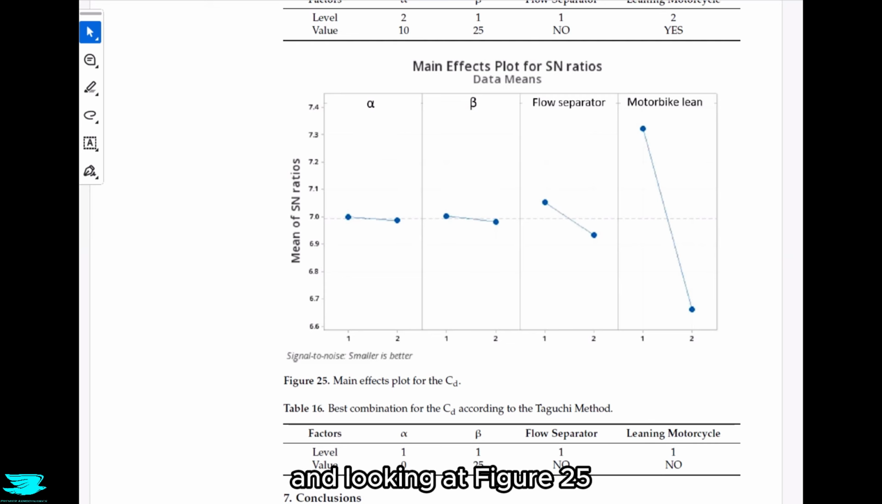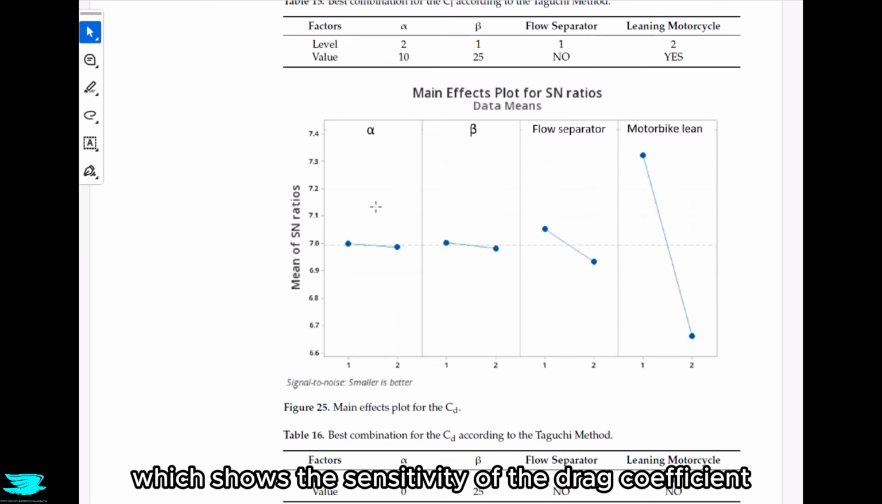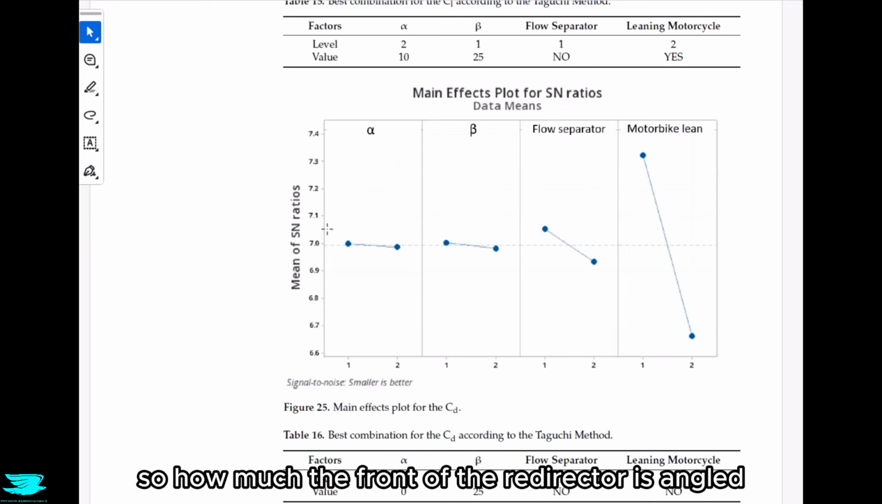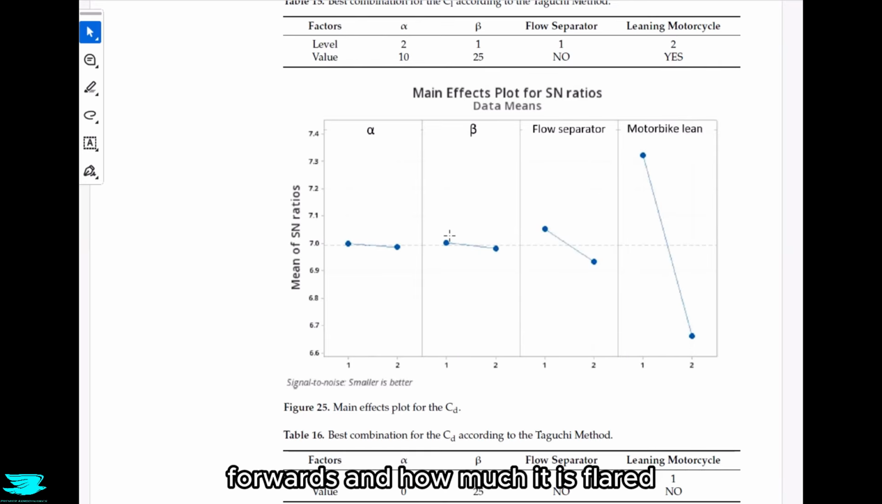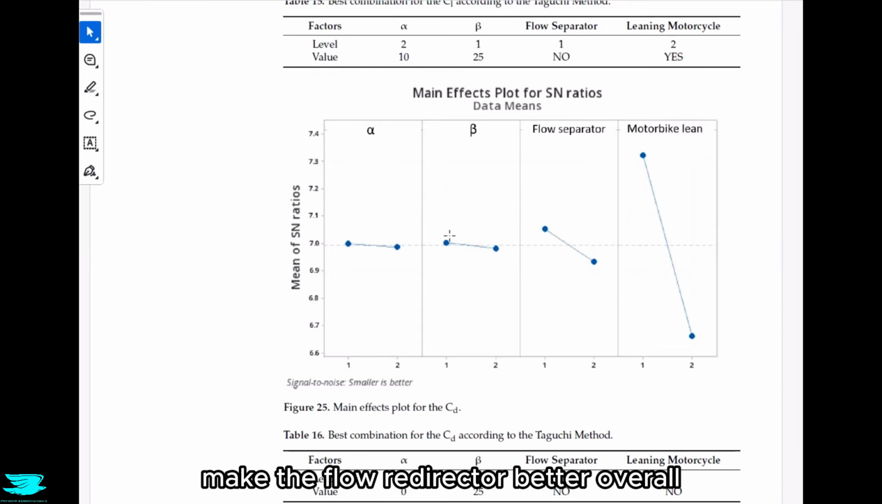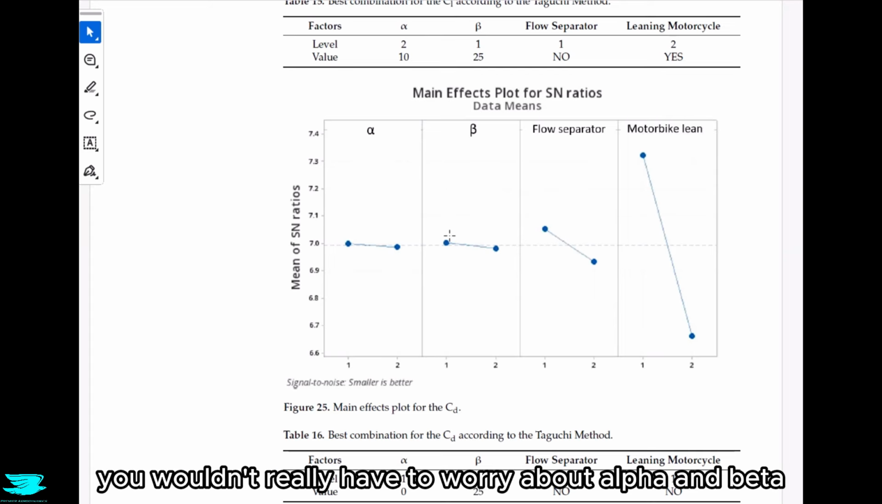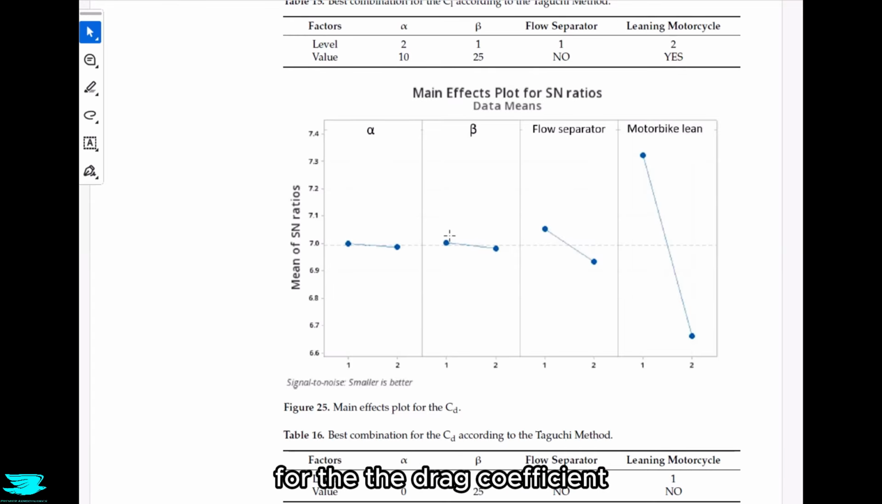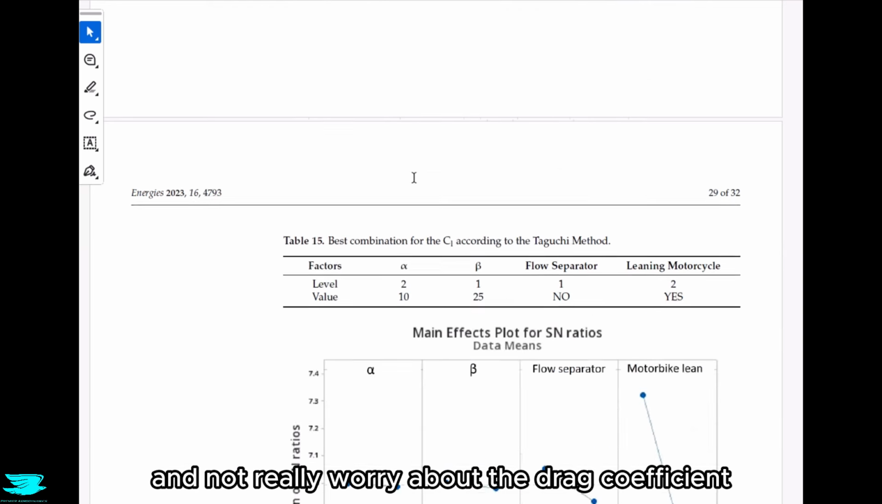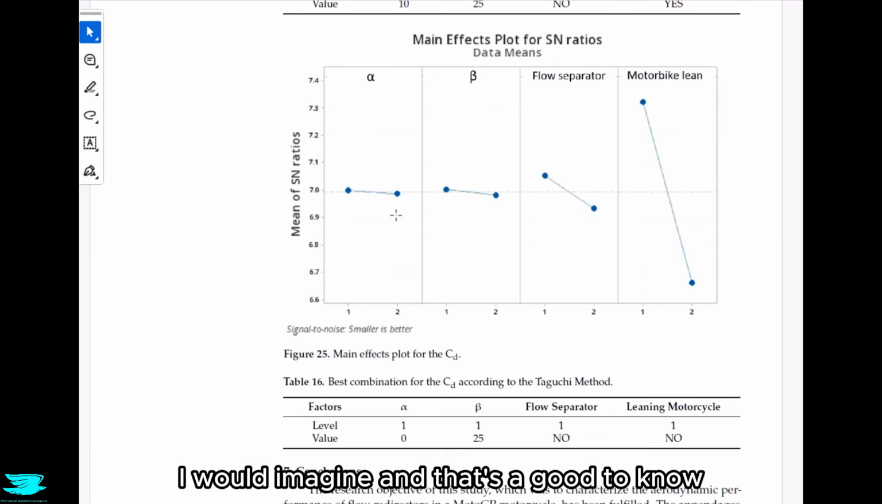And looking at Figure 25, which shows the sensitivity of the drag coefficient to these different parameters, we see some different trends now. So first of all, the alpha and beta angles, so how much the front of the redirector is angled forwards and how much it is flared, don't really make much of a difference here. You can see how flat these lines are. Like, it doesn't really matter. And what that actually means is if you wanted to make this flow redirector better overall, you wouldn't really have to worry about alpha and beta for the drag coefficient. It's more for the lift coefficient. So you can get the best values for the lift coefficient and not really worry about the drag coefficient, I would imagine. And that's good to know.